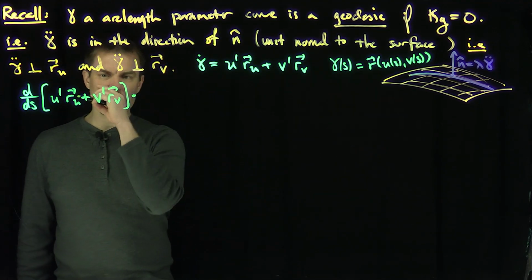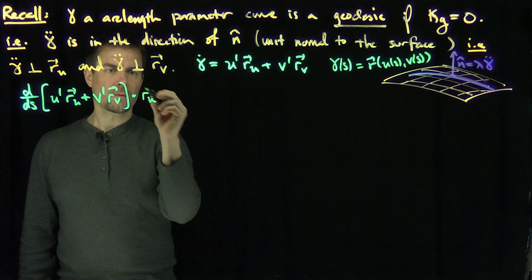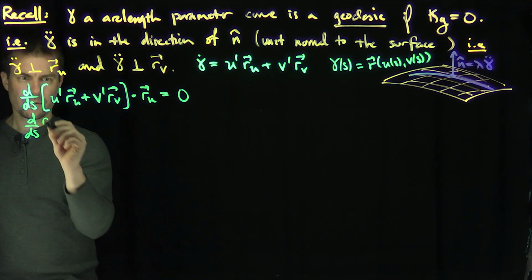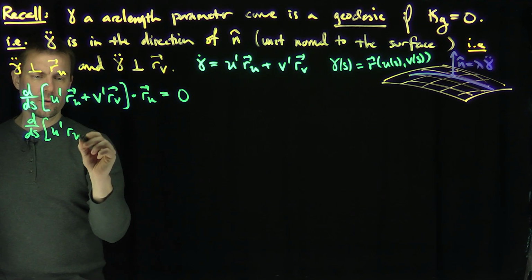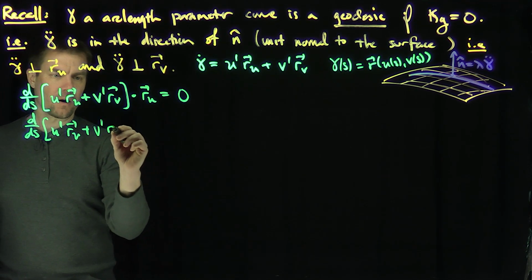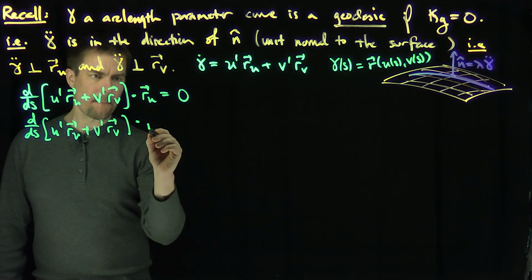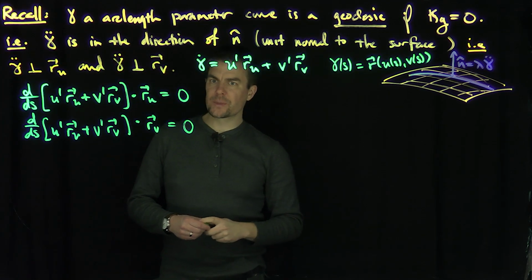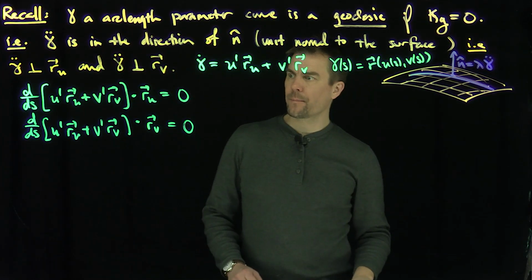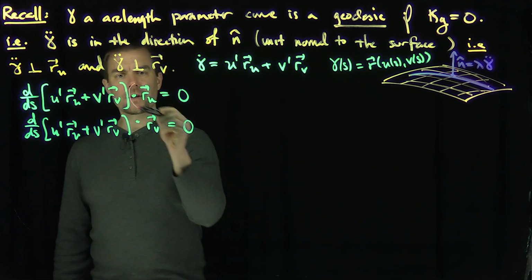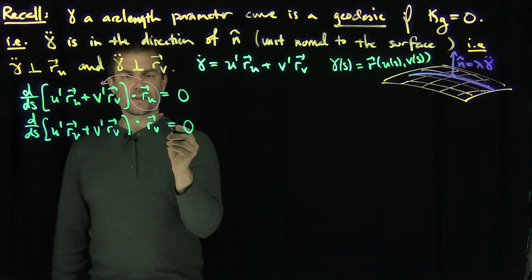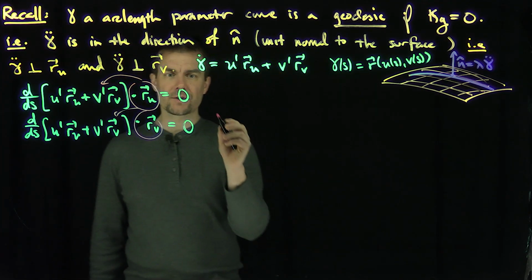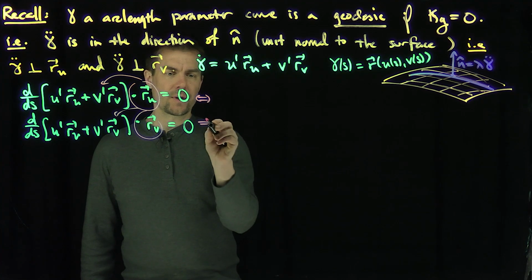if I dot that with ru, I get 0. And the same thing, d by ds of u prime ru plus v prime rv dotted with rv is equal to 0, okay? And so now I'm going to rewrite these equations in a nicer form. I'm going to put this ru inside here and this rv inside here, and that gives me a penalty, so I have to compensate for that by the product rule, right? So these two things tell me the following equations.